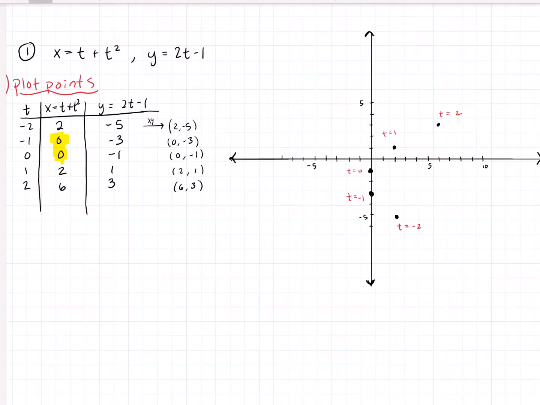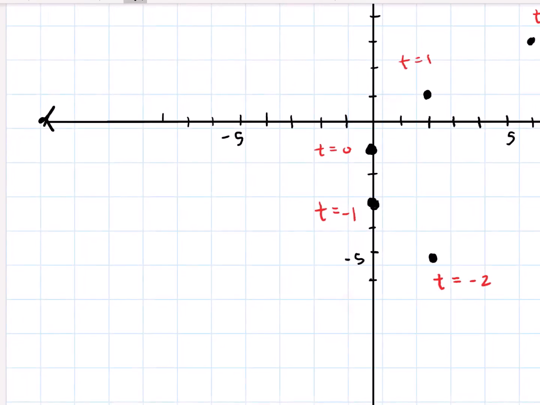Okay, so now that we have all of those plotted, we can talk about what's actually happening here. I actually added in the parameters. So I plotted the ordered pairs, and then I added in the parameters here in red so that we can see that this is starting at this bottom one, t equals -2, and then increasing up. Now something kind of interesting happens right here. We have 2 points that are right there on the y-axis.